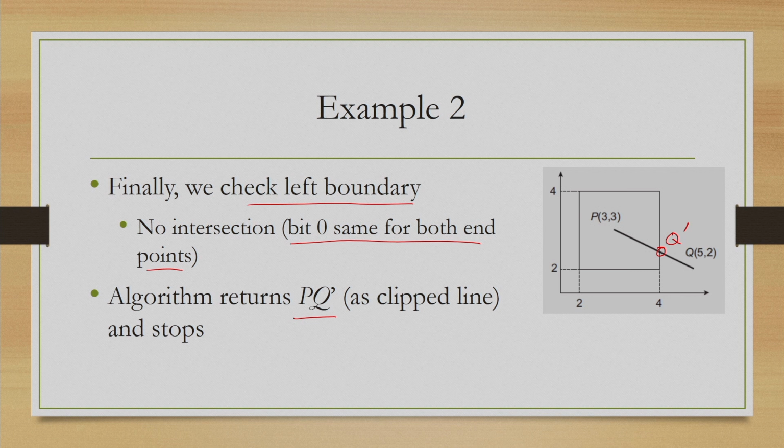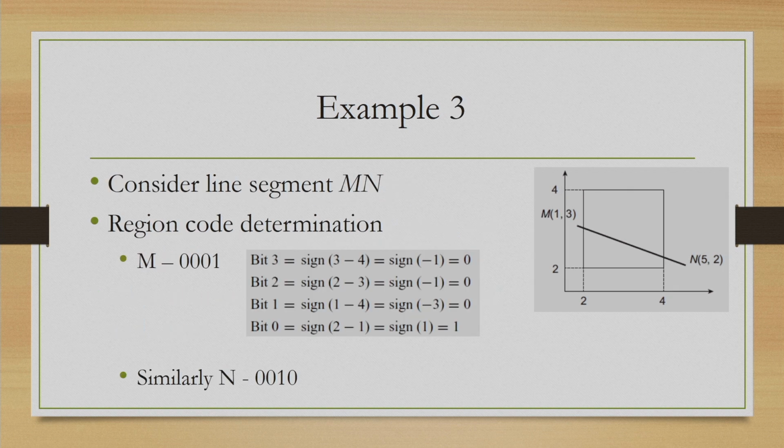So, that is how we can check for clipping following this algorithm. Let us see one more example. Now, let us consider a slightly more complicated line segment given by M and N. As before, we can determine the region code as shown here for both the endpoints M and N, which turns out to be for M 0001 and for N 0010.